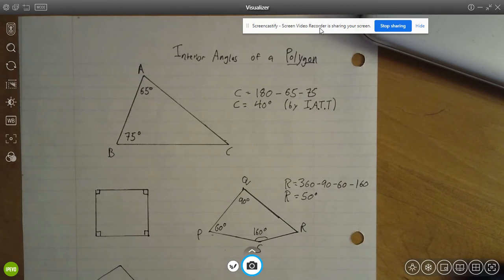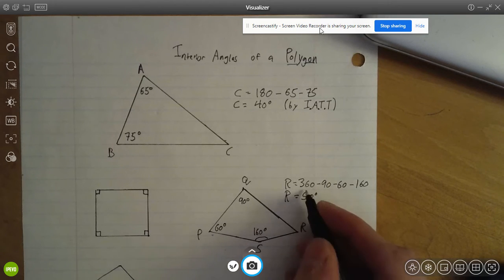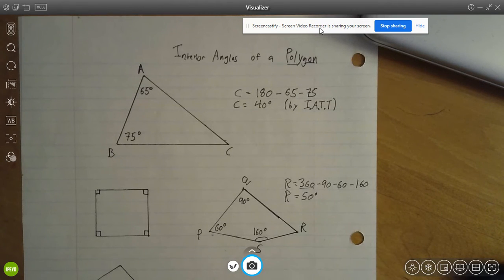So again, if we know that the interior angles of a polygon add to some constant, and quadrilaterals always add to 360, then I can always just find a missing angle by subtracting.